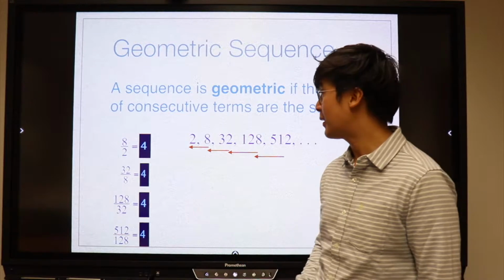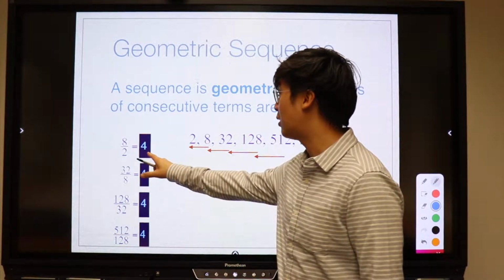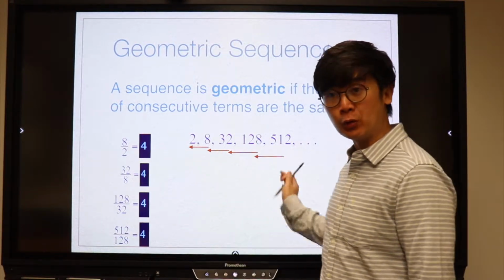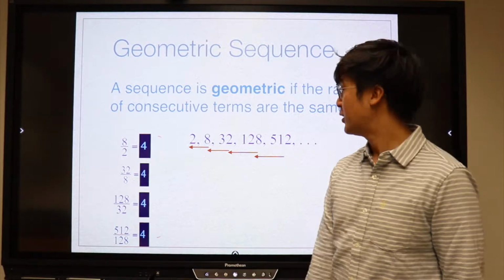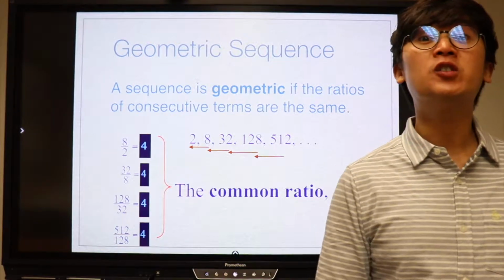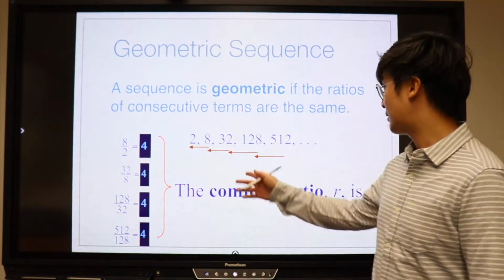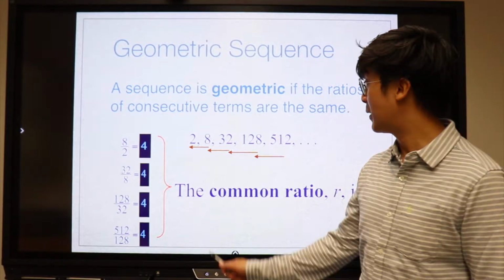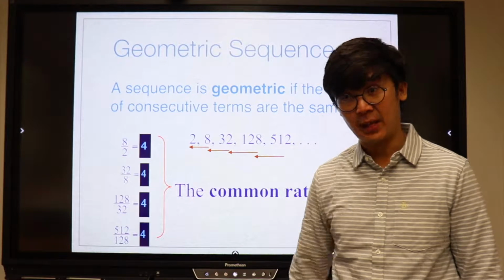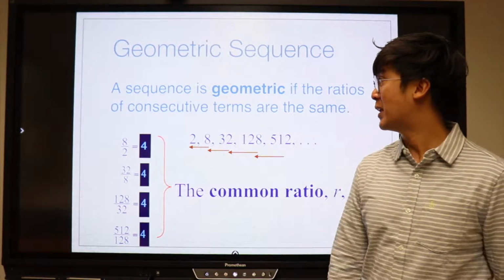Starting from 2, we are multiplying by 4 to produce the numbers, right? So that is your common ratio. So r is equal to 4 in this geometric sequence. Because obviously it's not an arithmetic sequence, because if you subtract 8 and 2, 32 and 8, 128 and 32, they're not going to be the same. Because it's not an arithmetic sequence, but a geometric sequence.